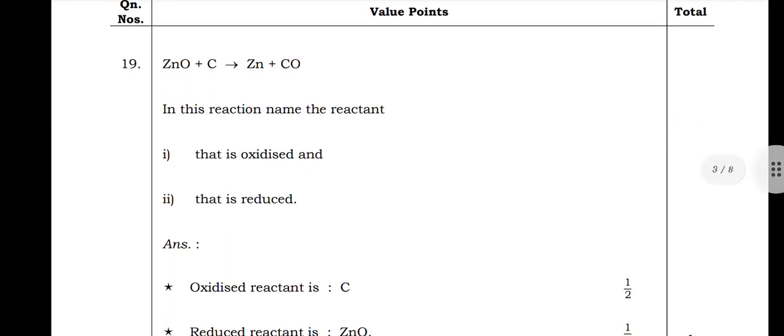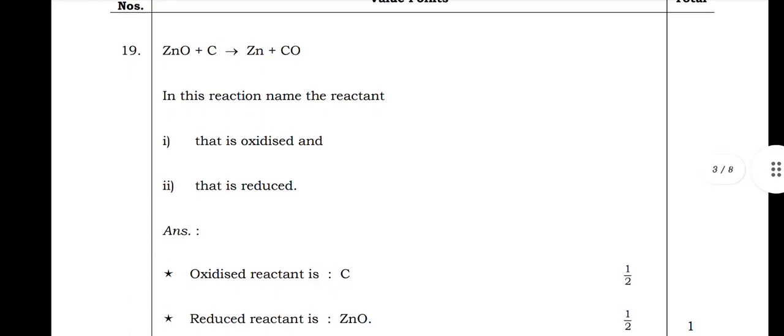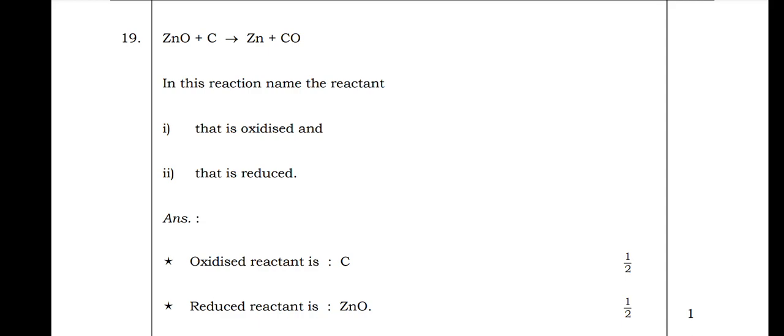Next, the 19th question they asked is ZnO plus C gives Zn plus CO. In this reaction, name the reactant that is oxidized and the one that is reduced. The oxidized reactant in ZnO plus C is C, and the reduced reactant is ZnO.